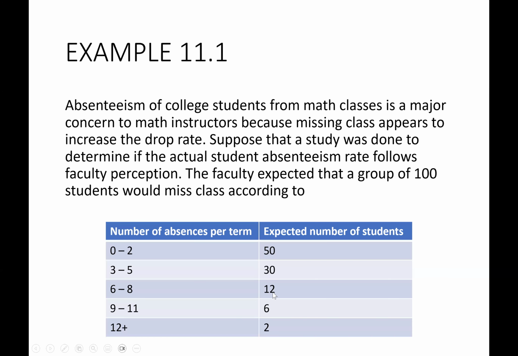Okay, now we have a problem here. 12 plus days, we only have 2 students. And to be able to use the chi-squared goodness of fit test, we need a category to be 5 or more. So we're going to end up having to combine the 9 to 11 days and the 12 plus days into one category. So this is going to end up being 9 plus days, and that category's frequency is going to be 8. We can't do the goodness of fit test when we have a category that's 5 or less.